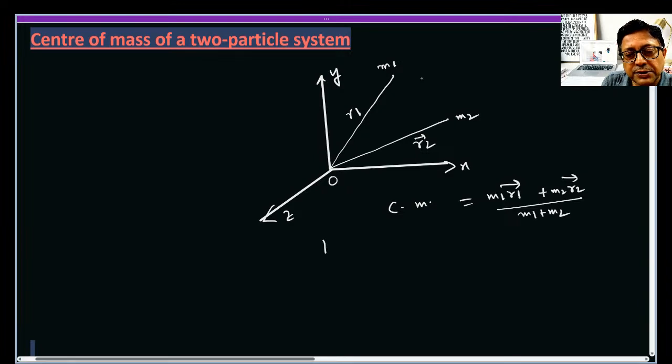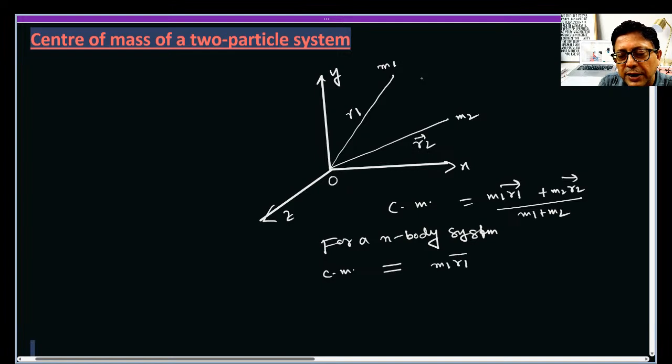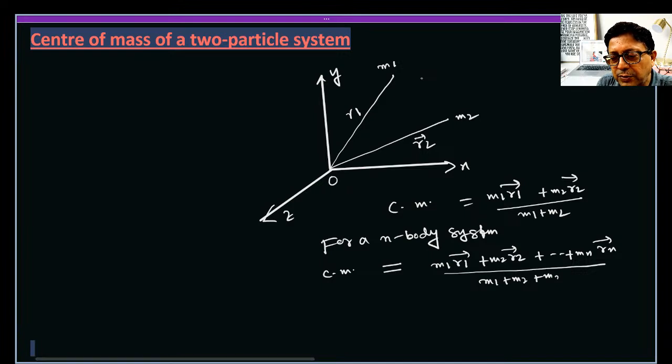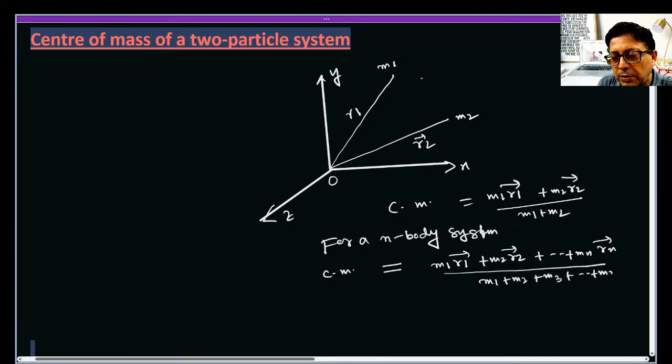Now for a three-body system or for an n-body system, center of mass is defined as M1 R1 plus M2 R2 plus Mn Rn, that divided by M1 plus M2, this way up to Mn. Okay.